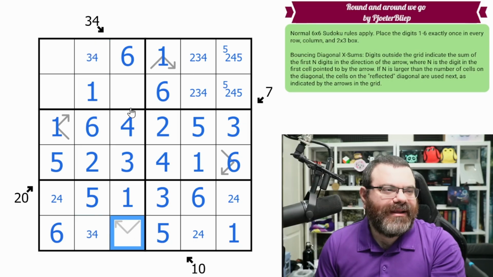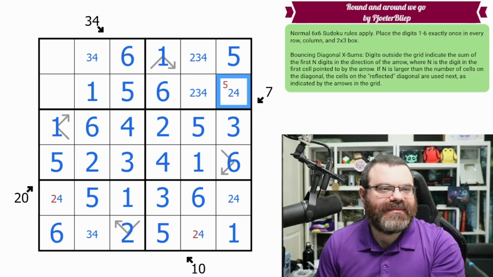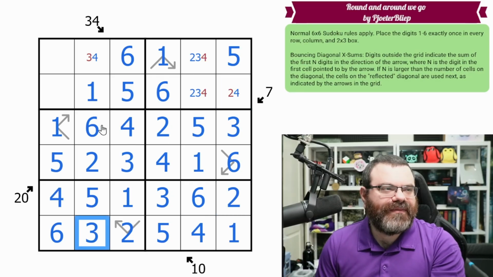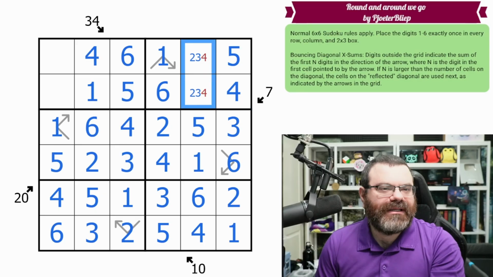This is a 3, 4 pair. This is a 2, 5 pair. We know the order. That's 2, that's 5. That places the 5 in this box. This is a 4 and a 2. This is a 4 and a 3. That's a 4. We get the 4 here.